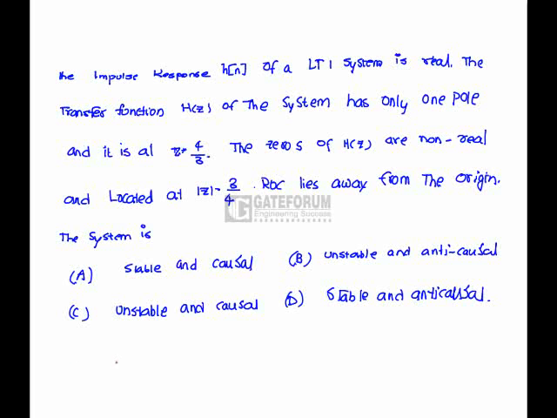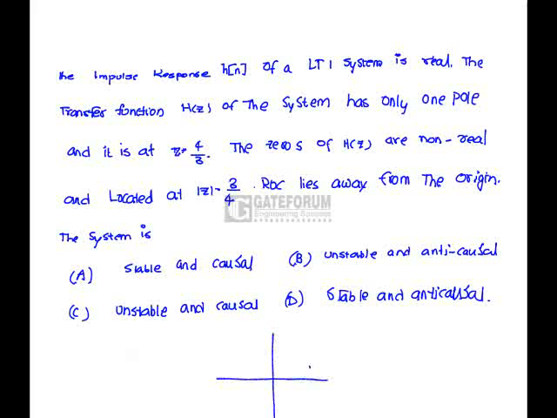Question is, the impulse response of an LTI system is real. The transfer function H of z of a system has only one pole and it is at z equals 4 by 3. The zeros of H of z are non-real and located at mod z equals 3 by 4. And if the ROC lies away from the origin, the system is?